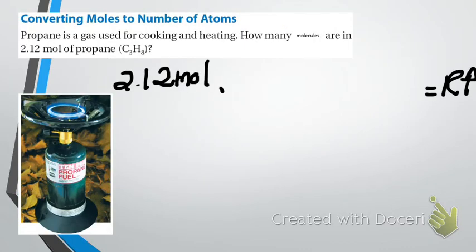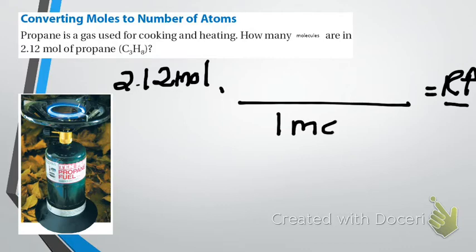Okay, so what if our problem says convert from moles to number of atoms? We're going to use the same thing, just rearrange a little bit. Here's dimensional analysis. We have 2.12 moles of propane that we need to convert to RPs. So we're going to use that same conversion factor, but this time moles goes on the bottom so that we can have our answer in RPs.